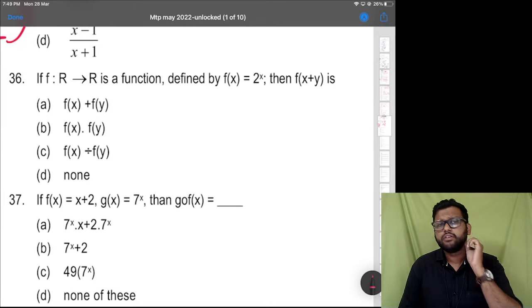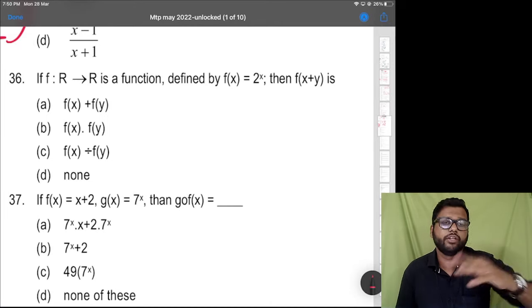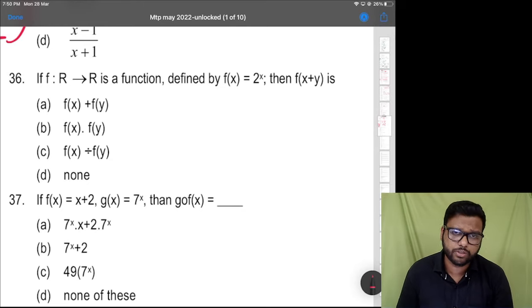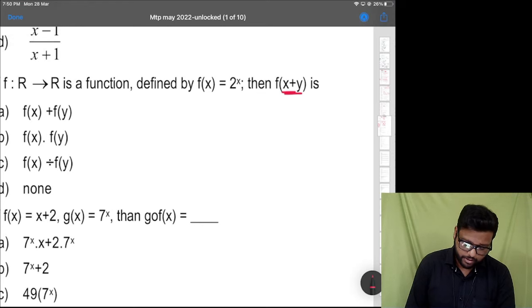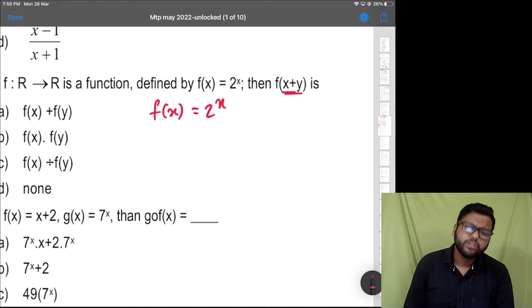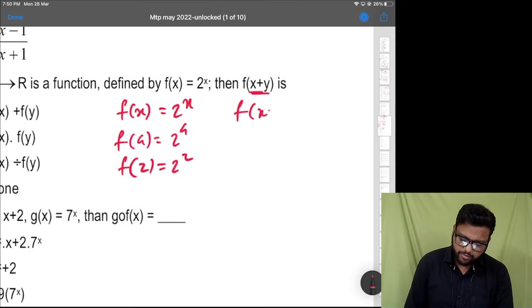If f is a function from real numbers to real numbers, they have range, domain and codomain both real values, defined by f(x) is 2 raised to x, then what is f of x plus y? Understand, f(x) is 2 raised to x. Think like this. So logically, f(4) will be what? 2 raised to 4. f(z) will be what? 2 raised to z. Then f(x plus y) will be what? 2 raised to x plus y.